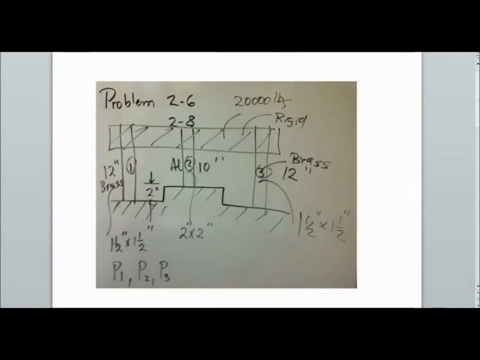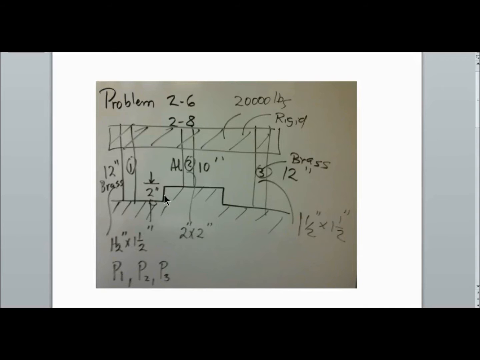So as you can see in this problem here, we have a rigid beam that is 20,000 pounds supported by 3 columns. By inspection, we can note that columns 1 and 3 will have the same amount of support, so P1 is equal to P3. P2 will have a different value, and we're going to figure out how to solve for all of these. Essentially, we have 2 unknown variables, P1 and P2.